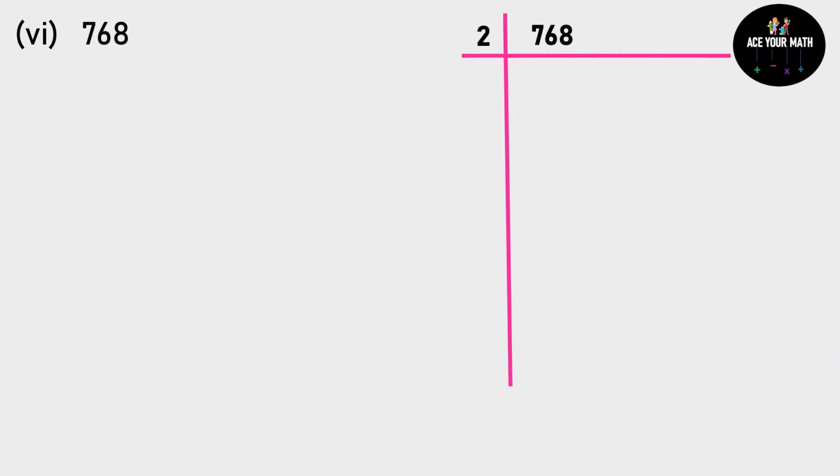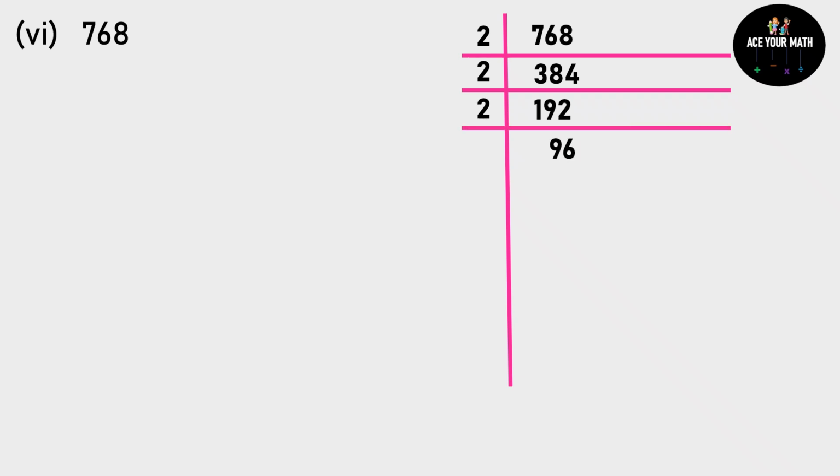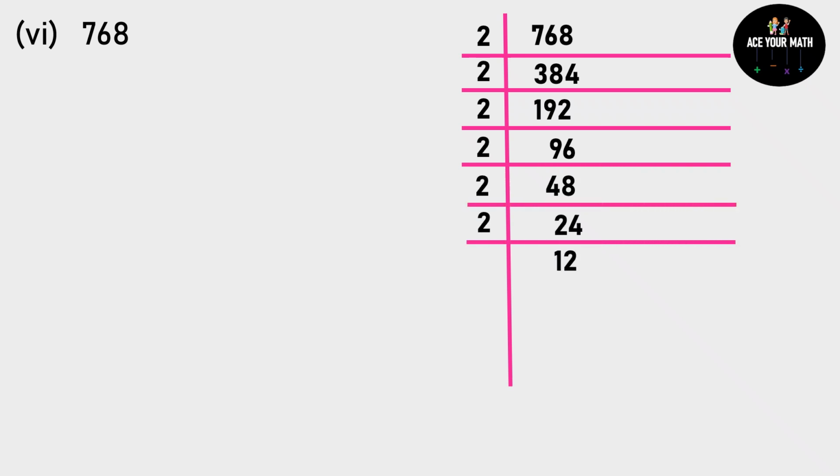The next number given is 768. Again, we'll find the prime factors of it. Divided by 2, we get 384. Again, it is divisible by 2. We get 192. 192 on dividing by 2, you get 96. 96 is divisible by 2, you get 48. 48 on dividing by 2, you get 24.